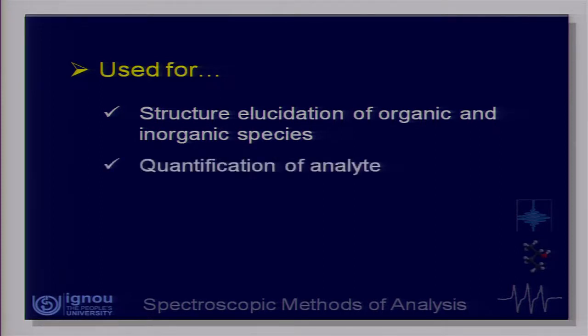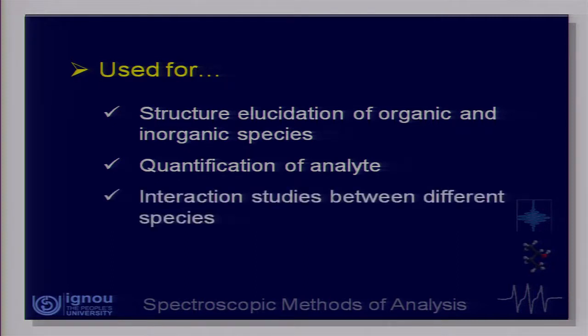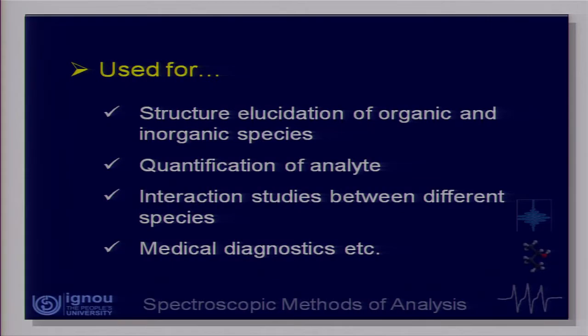Another domain where spectroscopy comes into play, very crucial for the analytical chemist, is the quantification of analyte. Yet another domain is interaction studies between different types of species. We may have molecules and ions, so ion-molecule interaction, molecule-molecule interaction, a variety of interaction studies can be taken up with the help of spectroscopy. Yet another very crucial domain nowadays is medical diagnostics. Diagnostics exploit spectroscopy in a very wide variety of ways. So, that is briefly about spectroscopy.